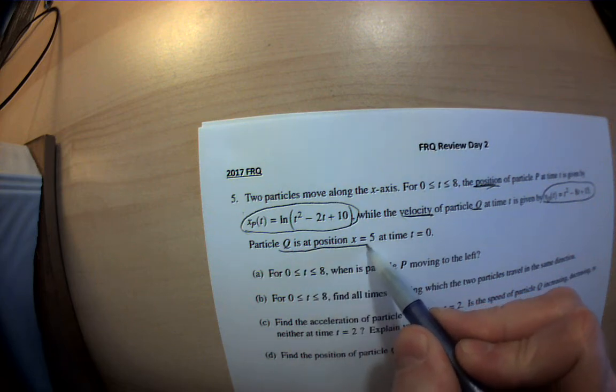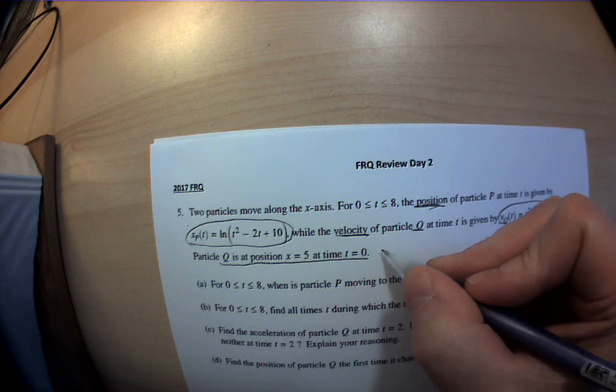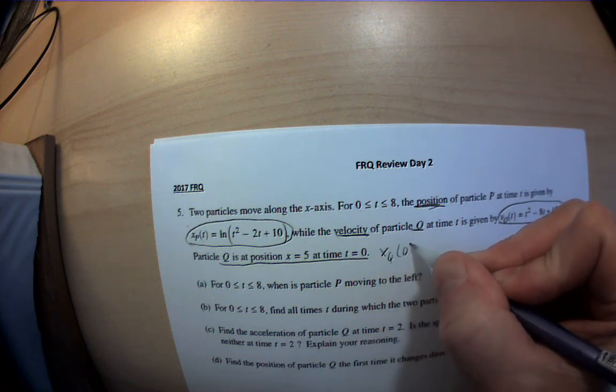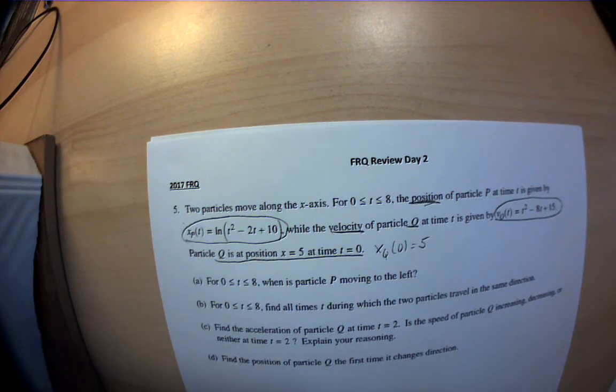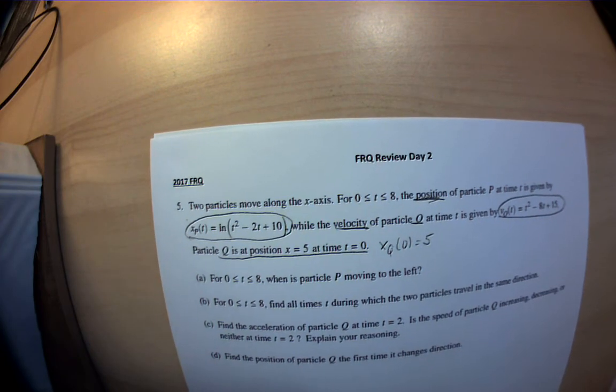So particle Q is at position 5 at time equals 0. So that's telling me x of Q of 0 equals 5. Okay, so the initial condition for the position of Q is 5. So that's the preliminaries, that's what's up.